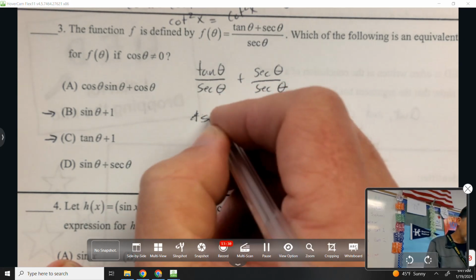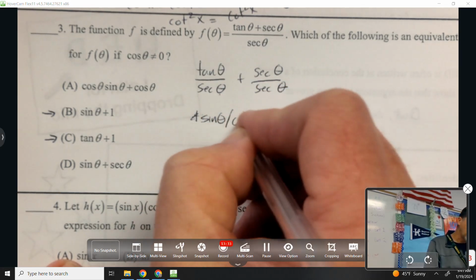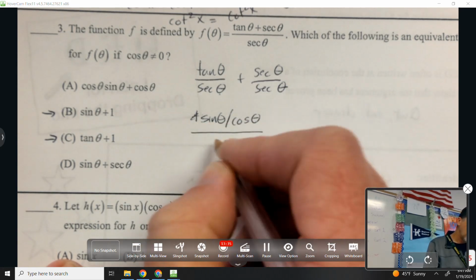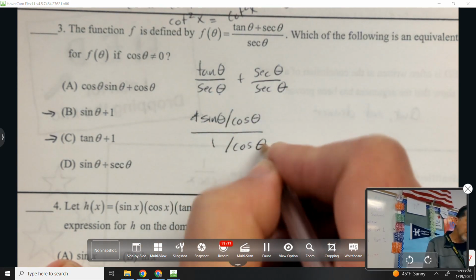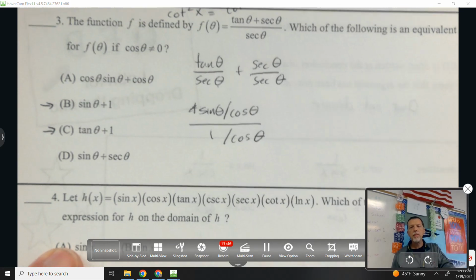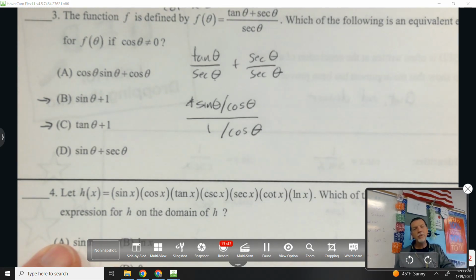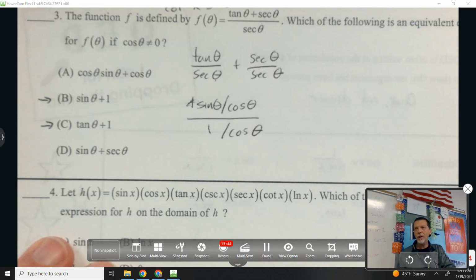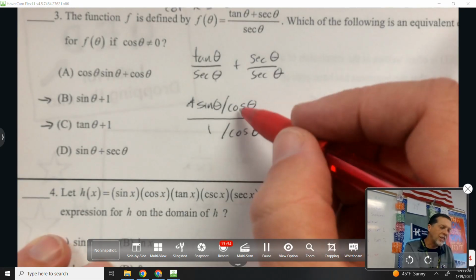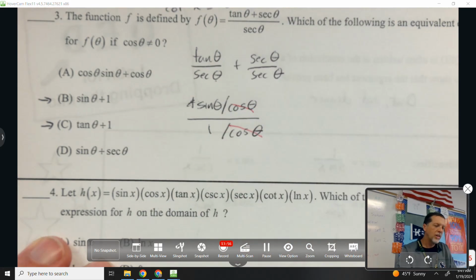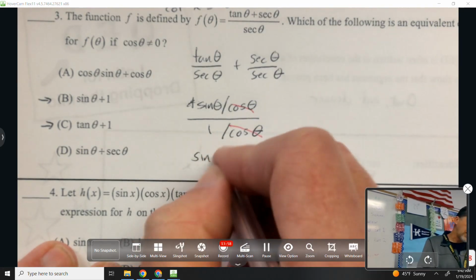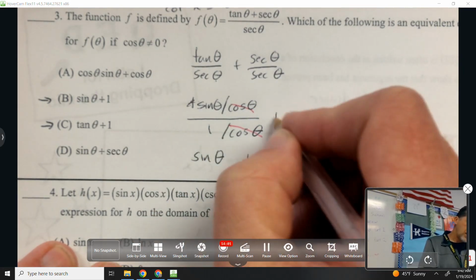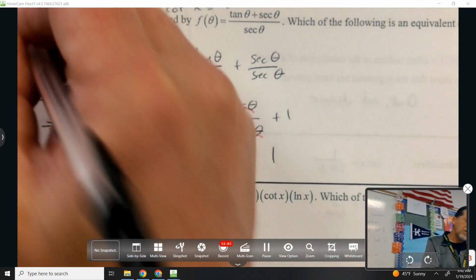write this out. So tangent is sine over cosine. Secant is 1 over cosine. And then here's where, if you're good with fractions, life goes a little quicker for you. If you're not good with fractions, then you got to write it out and keep it, change it, flip it, and be careful who goes where. If you're good with fractions, you know that those two denominators will cancel, and that leaves me with sine of theta. Plus 1. So yeah, the answer is B.